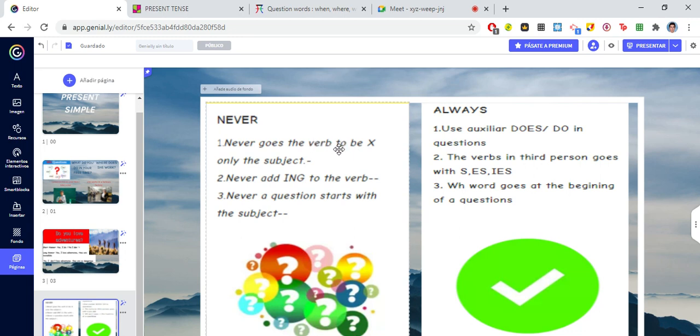Okay, you don't use the verb to be. You never. This is like the thing that you don't have to do. Never add ing to the verb. Never in simple present, I don't add the ing.